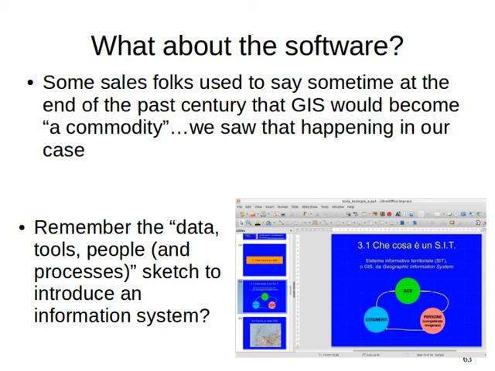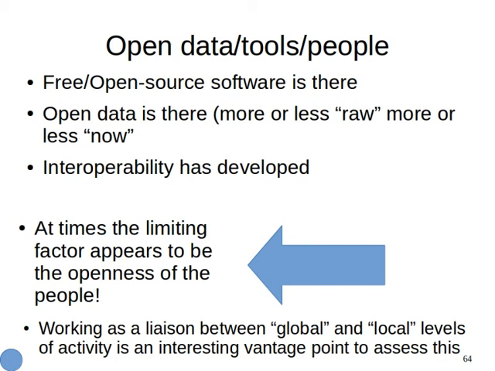I took this from a very old presentation, from the late 90s: what is a geographic information system? We have data, tools, people, and sometimes we mentioned processes. And if I consider things as we see them in our experience, it's true that for us FOSS4G technologies are a commodity. We use them as needed. We don't have to invest in understanding what we need to use.